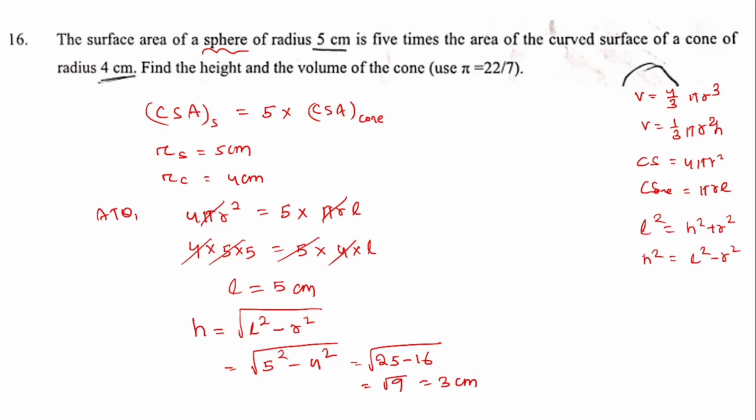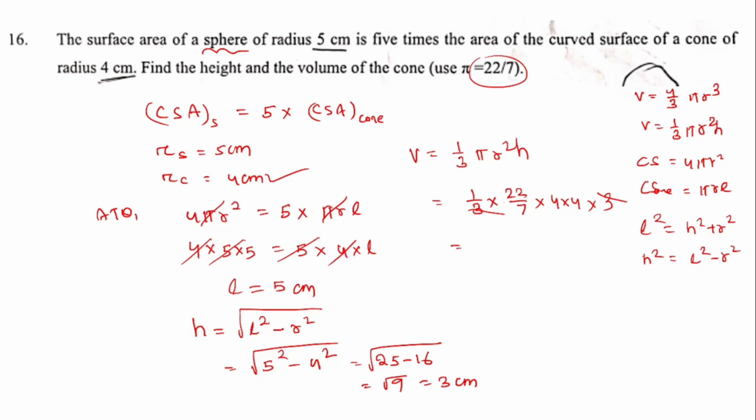Okay, now find the volume. So what is the formula of the volume? Volume equals 1 by 3 pi r square h. So put the value: 1 by 3 into pi value 22 by 7, into r. So cone r equals 4 centimeter, that is 4 into 4 into h. So h equals 3. Now 3 and 3 cancel.